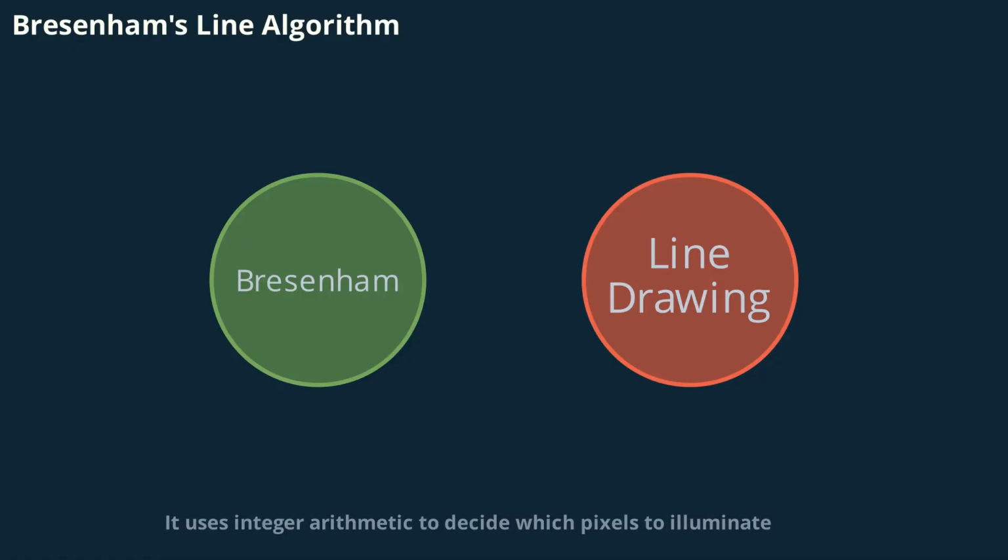Bresenham's line drawing algorithm is an efficient method for drawing straight lines between 2 points on a raster display. It uses integer arithmetic to decide which pixels to illuminate, avoiding floating point operations. The algorithm calculates a decision parameter at each step to determine whether to increment y. This approach is fast and produces smooth lines, making it ideal for real-time graphics and hardware implementation.